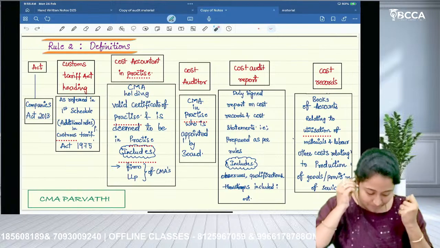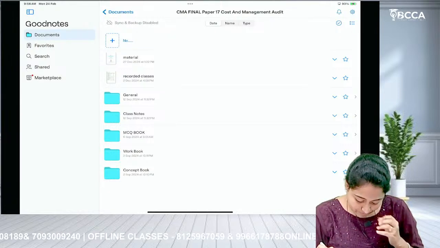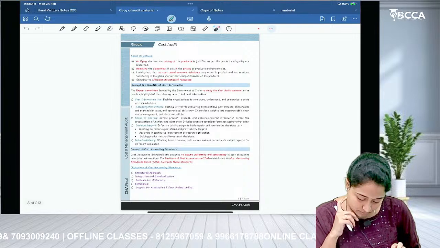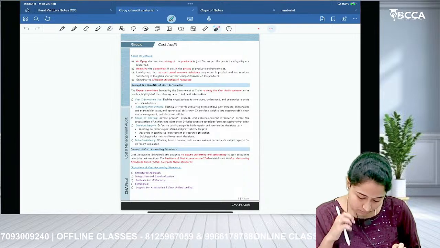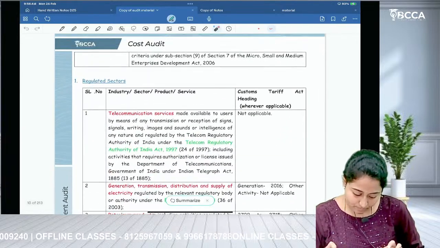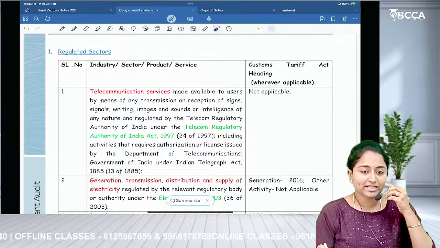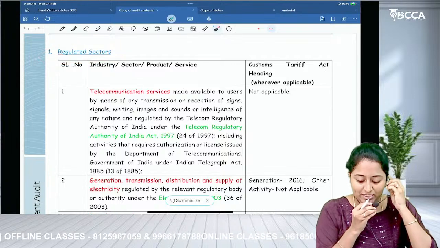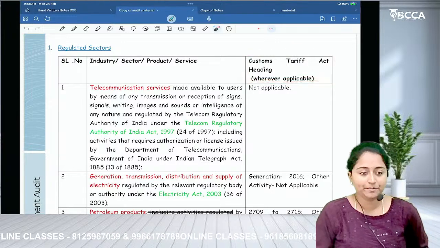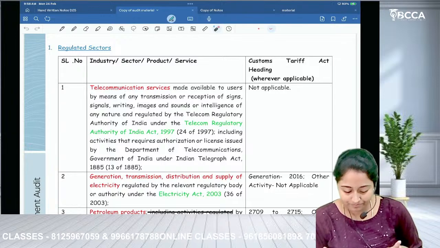Now, regarding this, open your concept book. See, I have given you the table of regulated sectors and non-regulated sectors, isn't it? Here they have given us the Customs Tariff Act heading wherever applicable, isn't it? They have given us or not? They have given us.